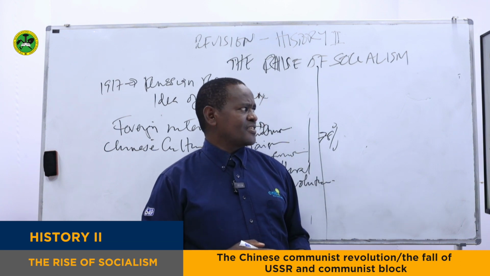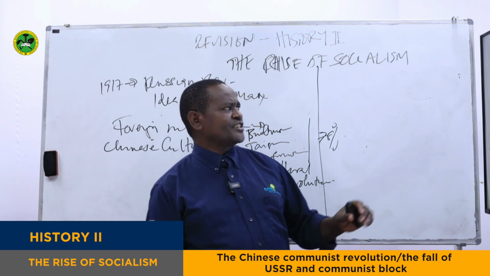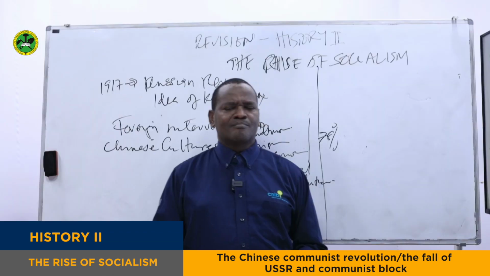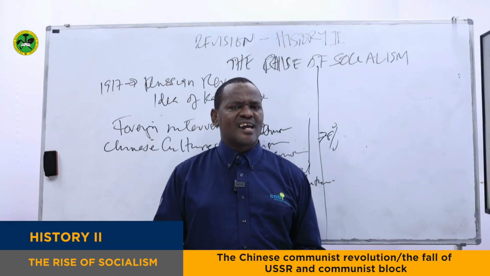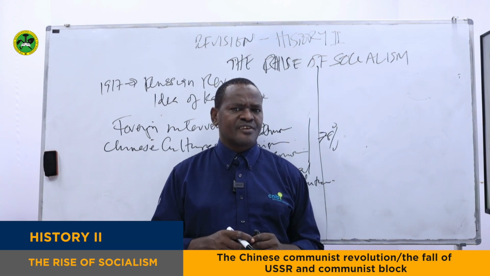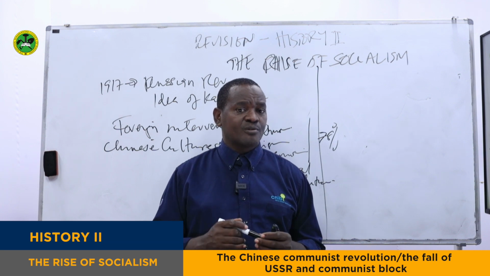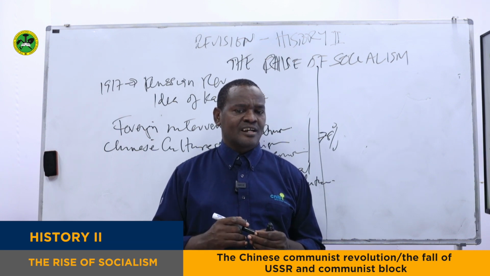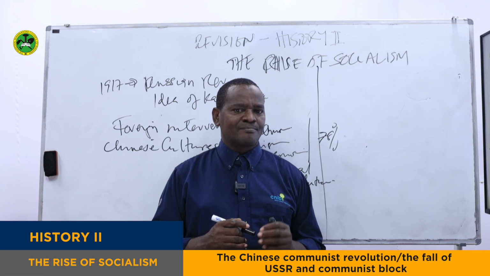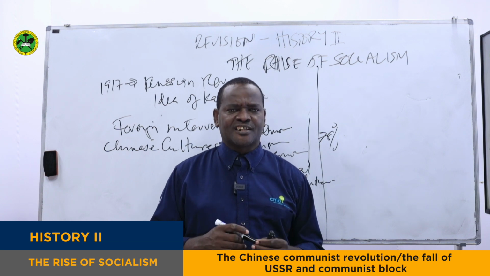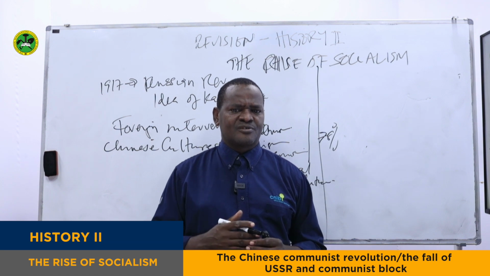Another cause for the Chinese Revolution is the role played by Mao Zedong and the Communist Party. Mao Zedong and the Communist Party of China played a very special role in the revolution. First of all, I said earlier that Mao Zedong started to think of this communist revolution at a time when he was studying at Beijing University. And there he used to conduct group discussions where students were studying about socialism, communism, and so on and so forth.